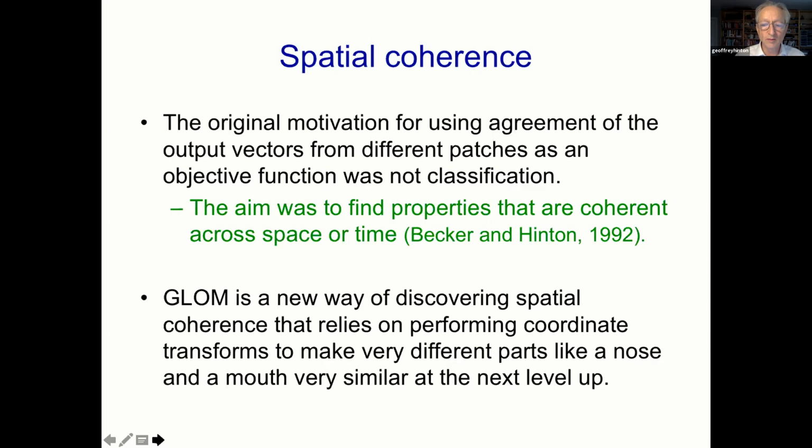So you can think of Glom as looking for spatial coherence of a very special kind. It's a spatial coherence induced by familiar shapes. And it's spatial coherence that you can only find if you do coordinate transforms.